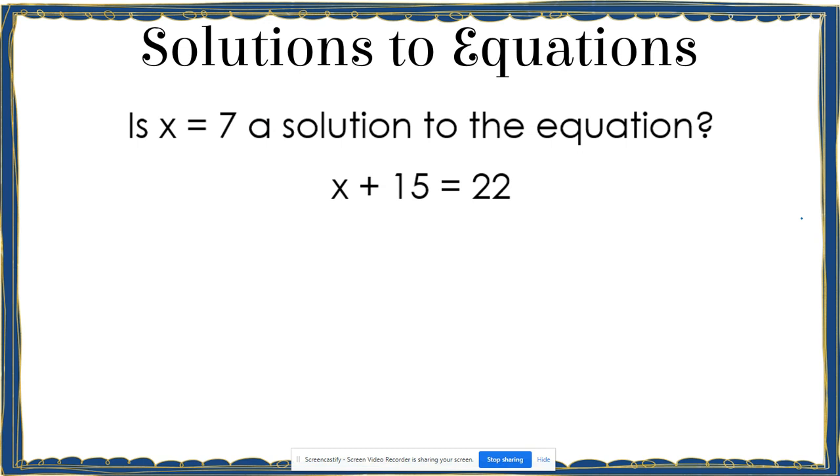Is x equals 7 a solution to the equation x plus 15 equals 22? To determine if x equals 7 is a solution, I am going to substitute, which means to plug in 7 for x in my equation. So instead of x, I would write 7, and then I would write the rest of my equation, which says plus 15 equals 22. Now I'm going to simplify the left side of my equation because these are like terms that can be combined. So if I add 7 plus 15, I get 22. So now my equation says 22 equals 22. Because this is balanced and both sides of my equation are equal, then I would say yes, x equals 7 is a solution.